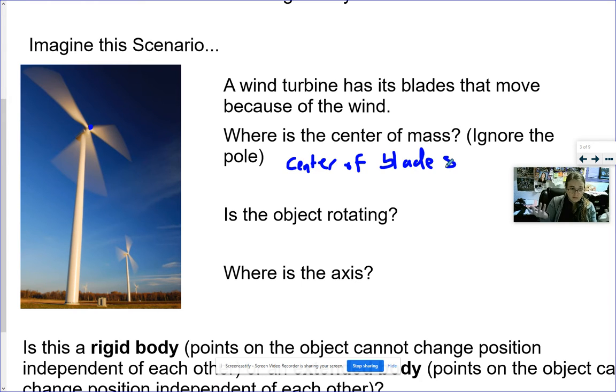And is the object rotating? Well, yes, the blades are turning, right? We have rotation around the axis. In this case, it is once again that center right there, the center of the blades. So its center of mass happens to be its axis. This is mostly what we're going to be looking at. That's where it rotates around. So I know sometimes when we think axis, we think a straight line, but it can be a point as well that we can call the axis.